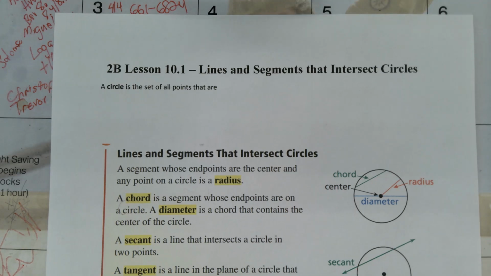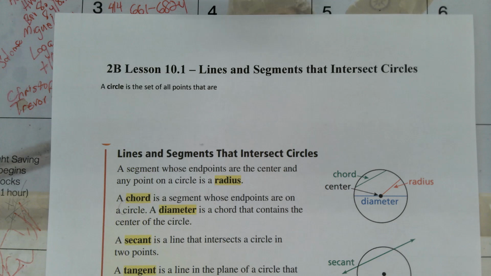So we're going to do the notes from lesson 10.1, lines and segments that intersect circles. You should have those notes in front of you, and you should be filling them in as we go along. So here we go. Let's start off by defining a circle.